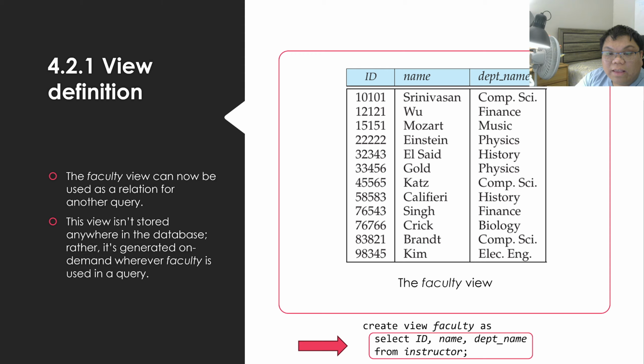Now, nowhere in this database is this table actually stored. Rather, whenever we use this faculty view in a query is when we perform this query down here, select ID, name, department name from instructor. So, this is what I mean by views are queries that pretend to be tables.